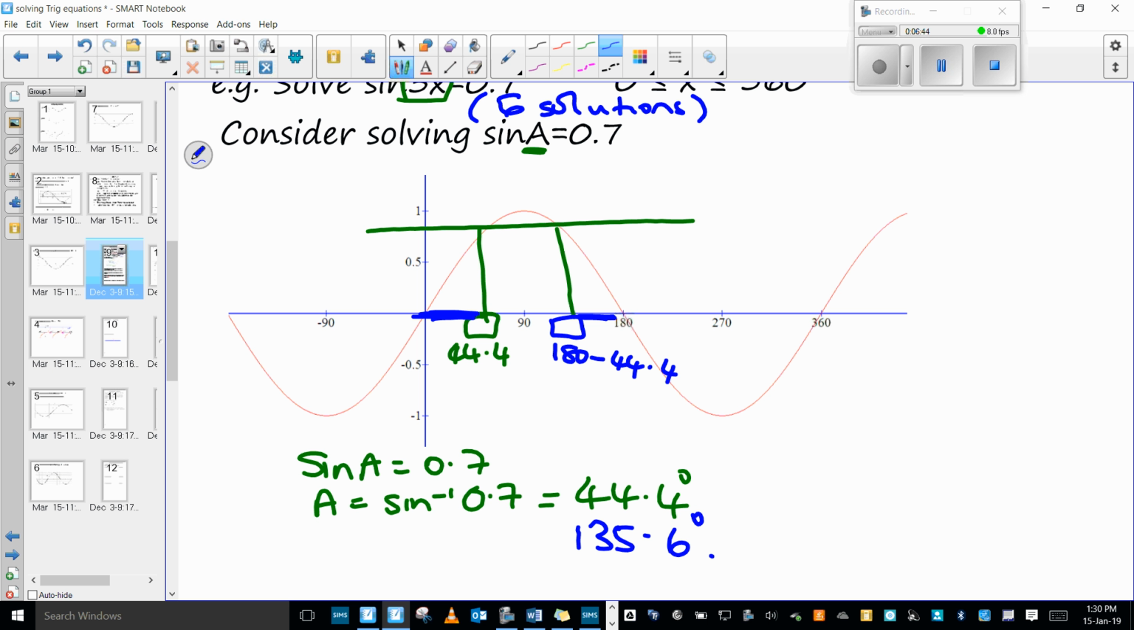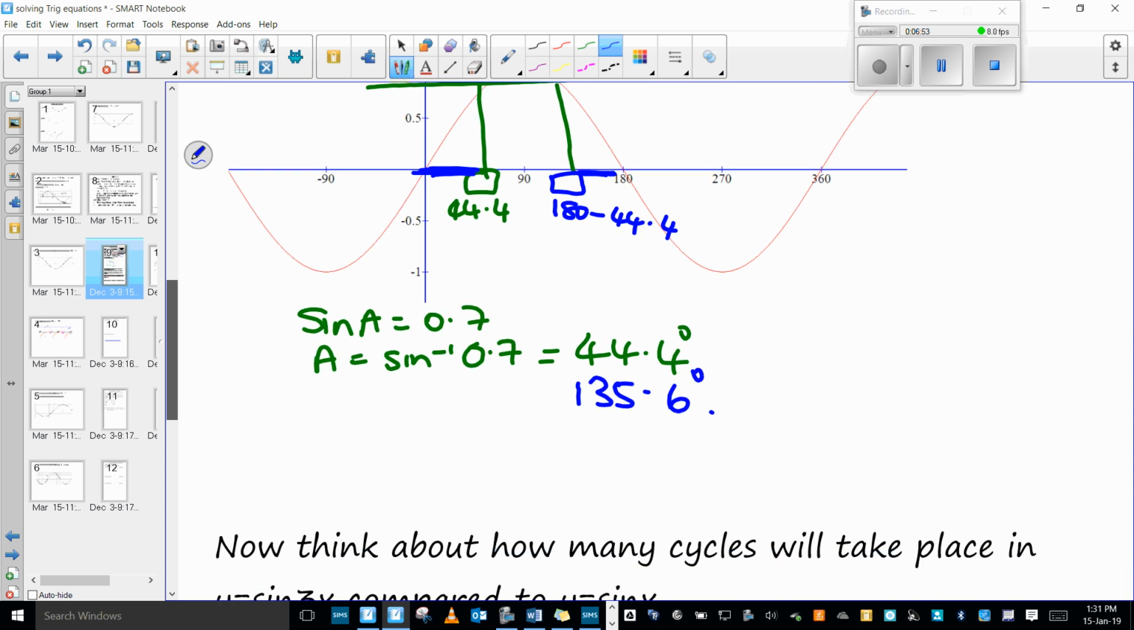Okay, and normally our question would be done. We'd think we were awesome, question finished. But what we've actually done is solved 3x is equal to, what we've actually found is 3x is equal to 44.4 and 3x is equal to 135.6. Do you all see that? And that's not what we want. We want to find out what x is.